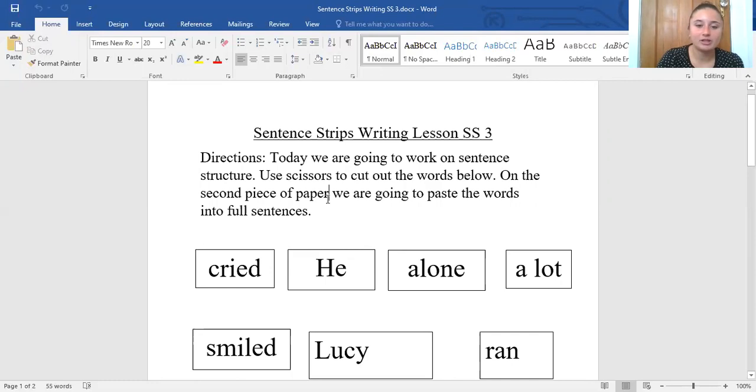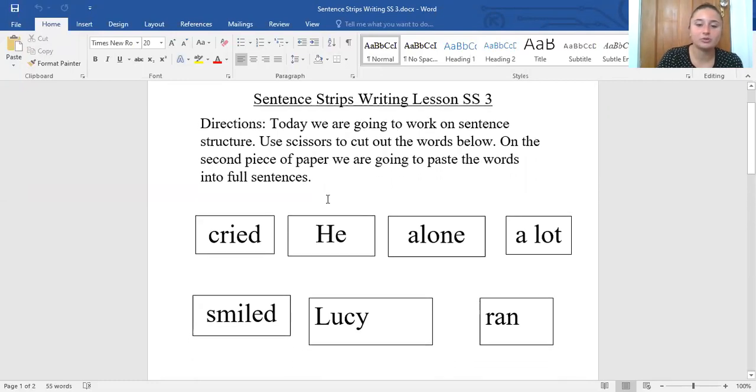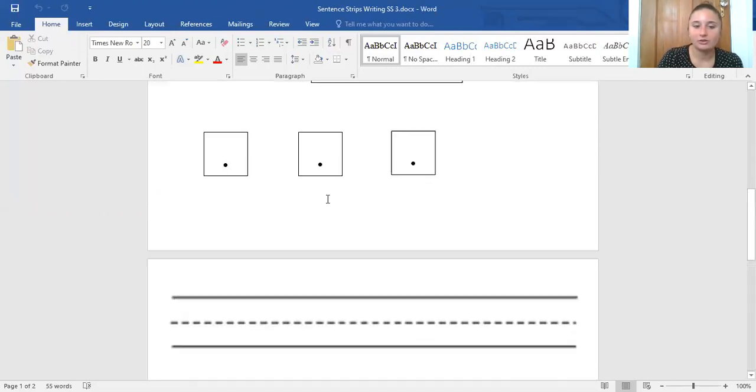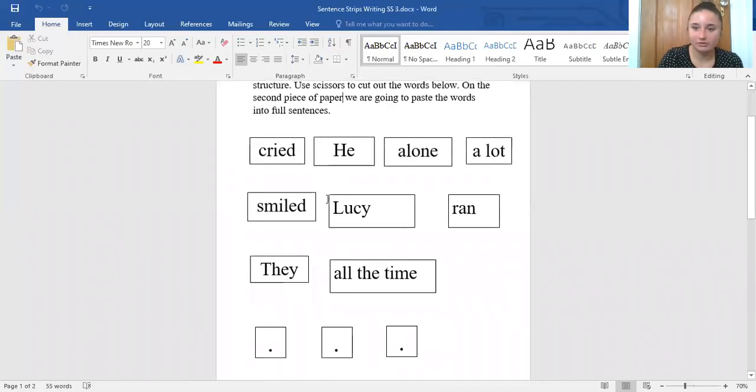So today we're going to be working on sentence structure. Use scissors to cut out the words below. On a second piece of paper, we're going to paste the words into full sentences. So as usual, I'm going to drag and drop because it makes more sense for me to be able to show you how the worksheet's best done.